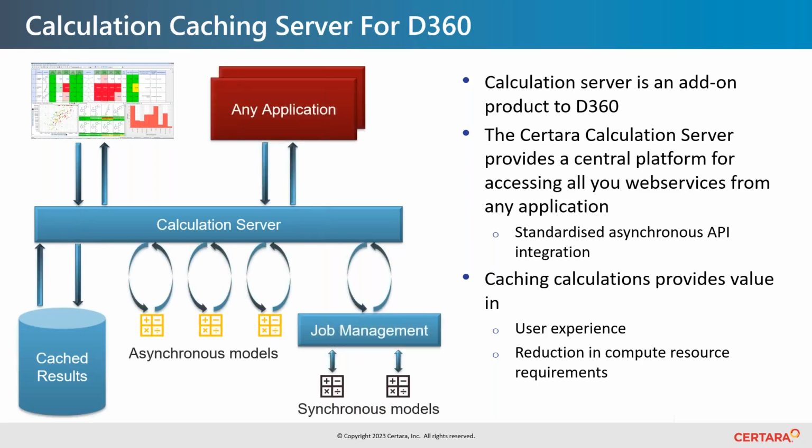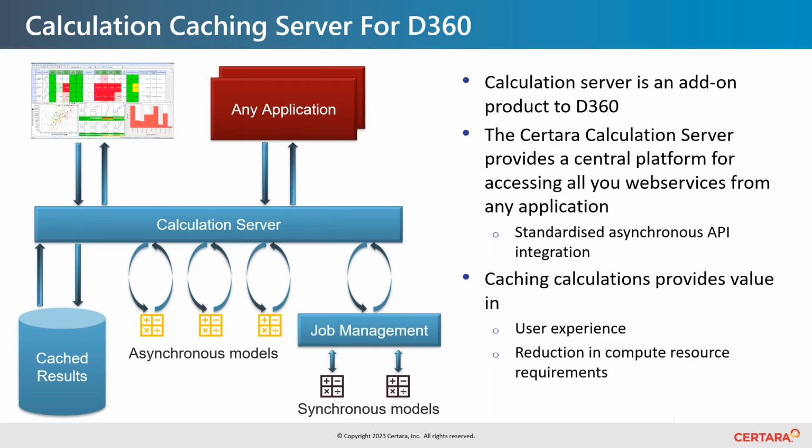whole figure. So we have a product called Calculation Server, and it's an add-on product to D360. And the point of the Calculation Server is to really provide an interface for the models, machine learning models, but also any type of web services that you might have in-house. And what the calculation server does is to provide a central access point and also a uniform API to use in D360, but also in any application.